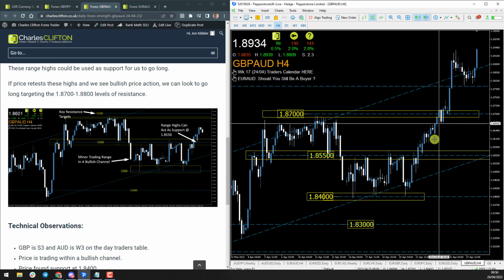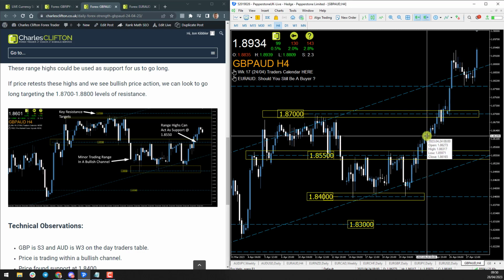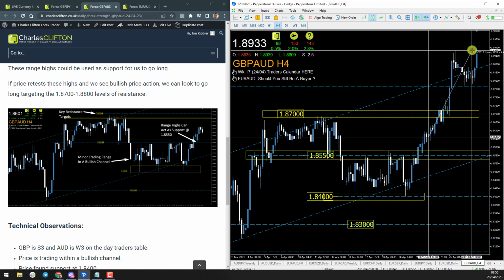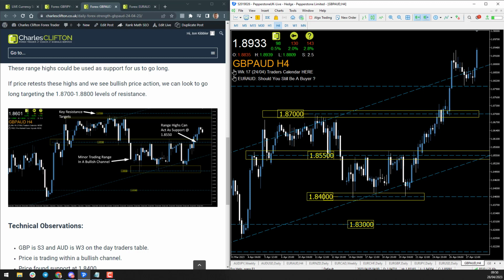So let's just say you did just buy in line with the tables after we spoke about it. That was the 1.86 area there. It would be around about 320 pips to the upside.